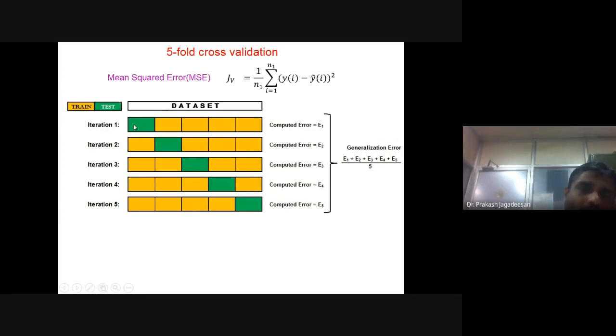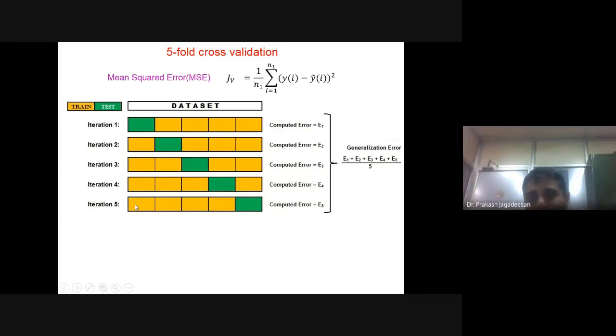So the green one is basically the test data. The remaining ones, the yellow ones, I'm going to use as training data, and then I'll build a model. Then compute the mean squared error using the estimated parameters of the model. Then I'll use the second block as my test data set, the remaining ones as my training data set. Then I'll estimate the parameters, then compute my performance metric, mean squared error. Like that I'll do it in the third, fourth, and the fifth iteration.